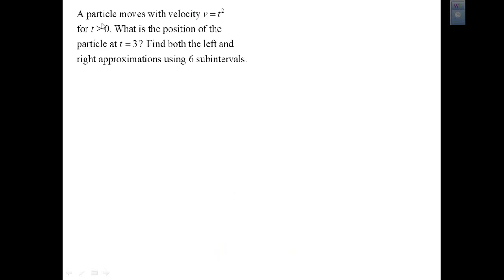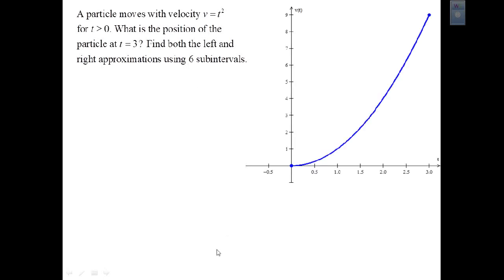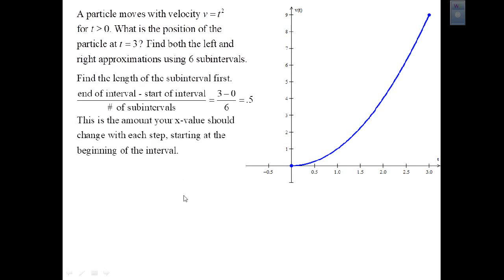All right, a particle moves with velocity v equals t squared for t greater than or equal to 0. What is the position of the particle at t equals 3? Find both the left and right approximations using 6 subintervals. So we're looking at this curve right here, and we need to find out what our subintervals are going to be. We're using 6 of them, and the way you calculate your subinterval, that's the first thing you need to do. The way you do it is you're going to have the end of the interval minus the start of the interval. This is going to give you the length of the interval itself.